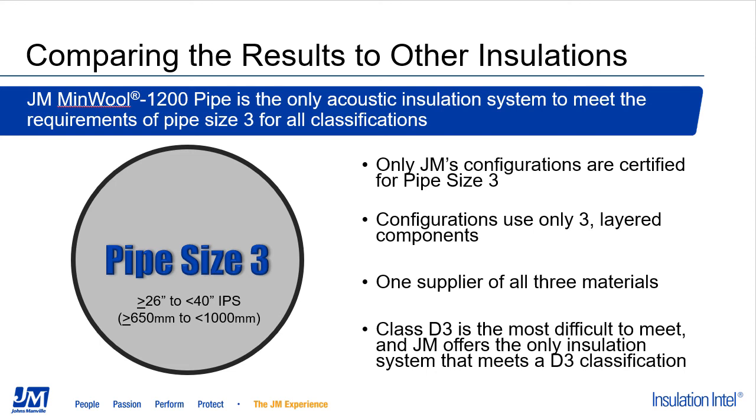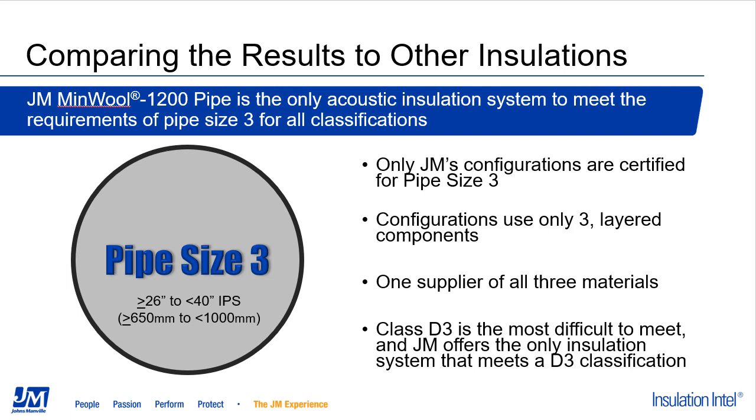All of our configurations are approved and certified to meet the requirements of the pipe size 3. So as you saw from the previous slide, we have an A3, B3, C3, and D3 certified configuration. And I believe we are the only ones who do have certified systems for that subclass 3 requirement. Within each of the configurations, all of the products that are needed, whether it's the mineral wool pipe insulation, the mass-loaded vinyl, or the aluminum or stainless steel jacket, JM does supply all of those products. So one of the benefits is that you can get all the materials needed for your acoustic system from one supplier.